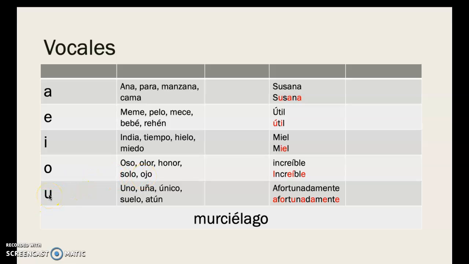For U, uno, you already know this one, it's the number. Uña, it's a nail, the fingernail, nail. Único, it's pretty similar to your language, unique. Suelo, ground. Atún, it's the tuna fish, okay, the fish.